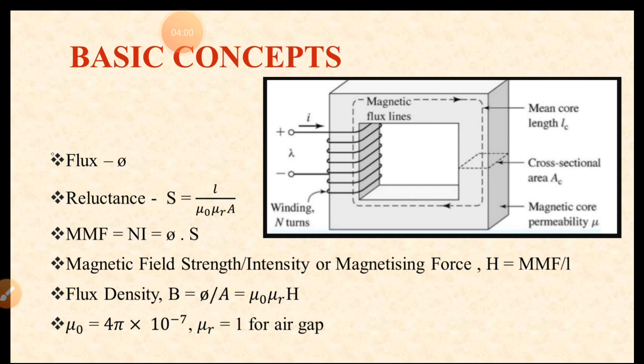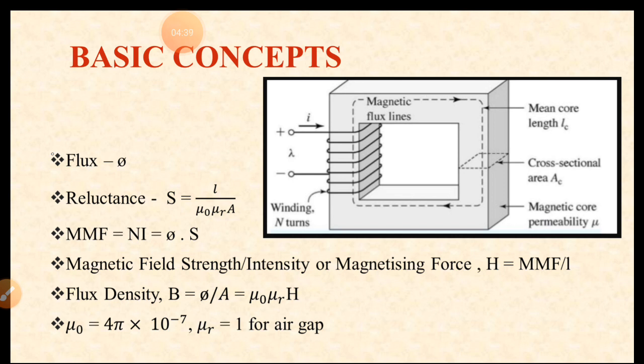And the term mu 0 mu r, that is known as the permeability of the material. Mu 0 is the permeability of free space and which is having a value 4 pi into 10 raised to minus 7. And the mu r, it is the relative permeability and this will be varying from material to material. In the case of air, that is if air is the material, then the value of mu r is taken as 1. The next term is MMF.